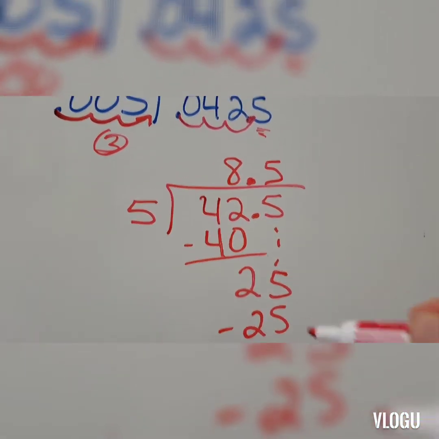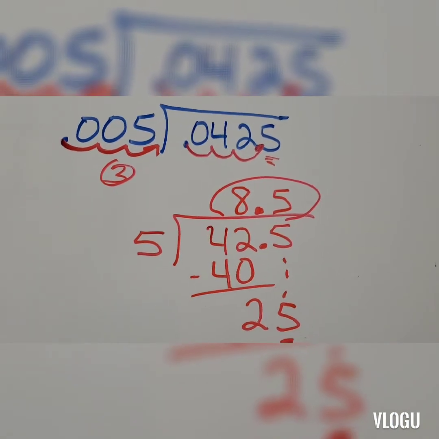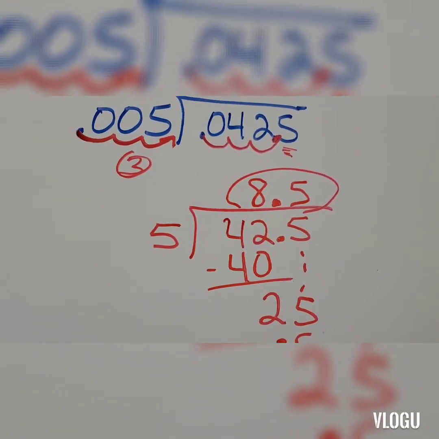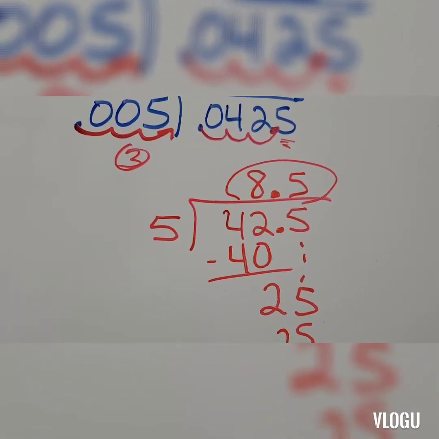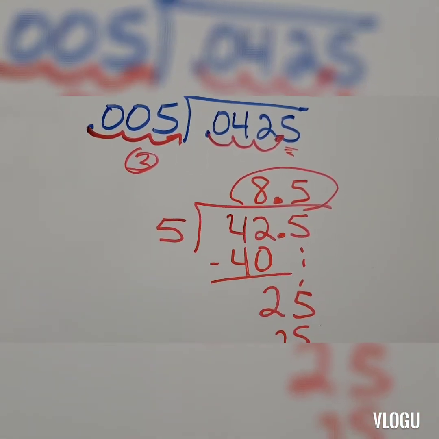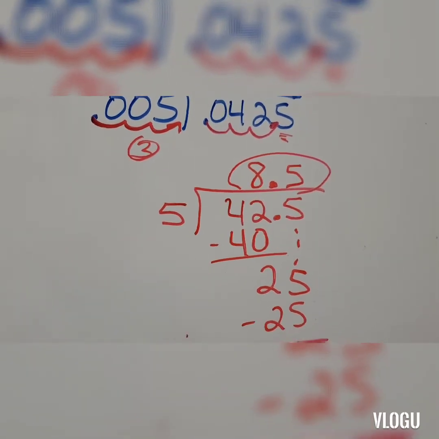25. So my answer is 8.5. It's a little bit different than multiplying because we're not dancing back. But it's a little bit easier because we're only dancing one direction.